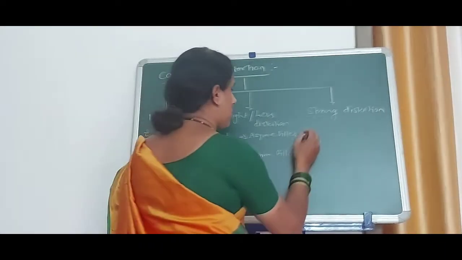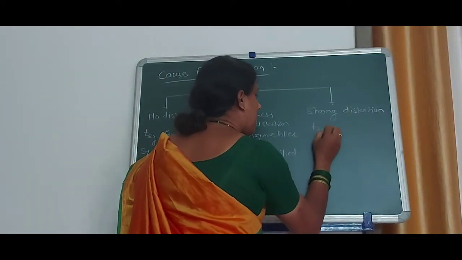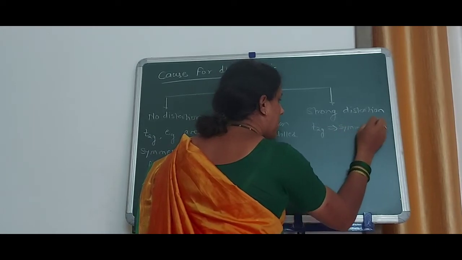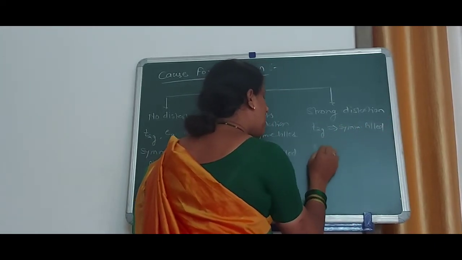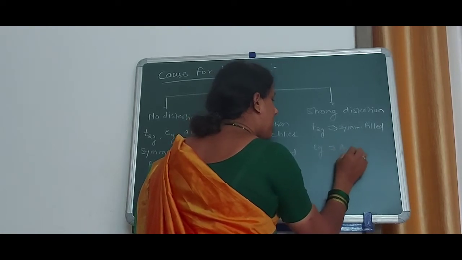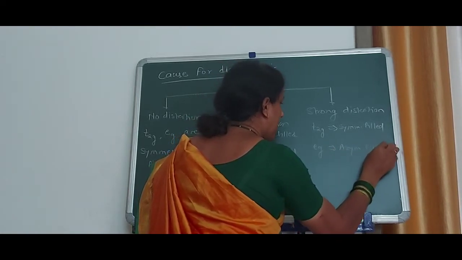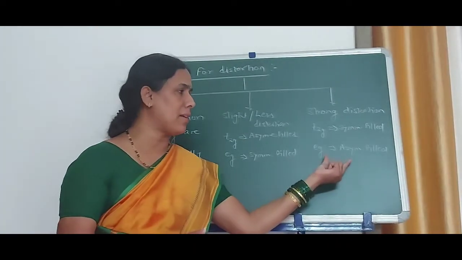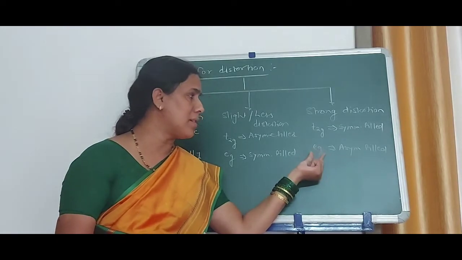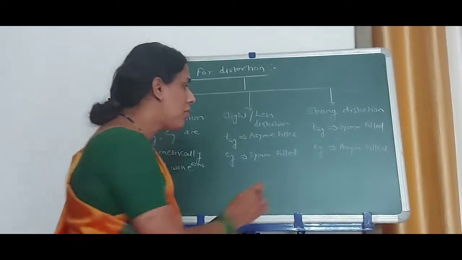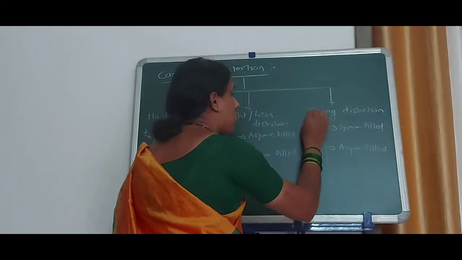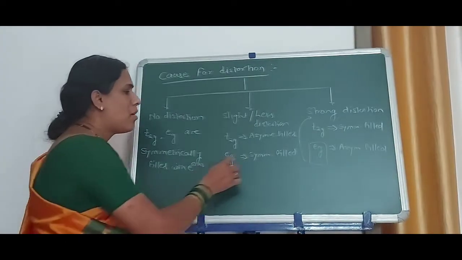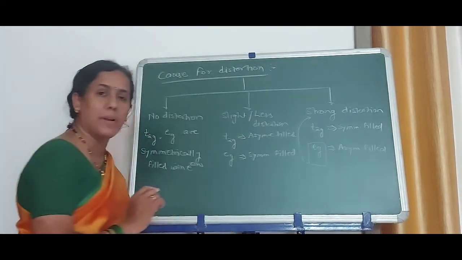Now strong distortion, that is when the T2g orbital is symmetrically filled and the Eg orbitals are asymmetrically filled. From this distribution you can readily notice that the presence of asymmetrically filled Eg orbitals can cause strong distortion in an octahedral complex. Now the question arises, what is meant by symmetrically filled and asymmetrically filled?